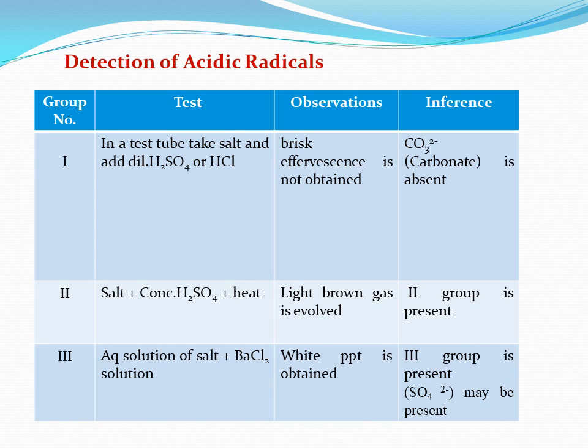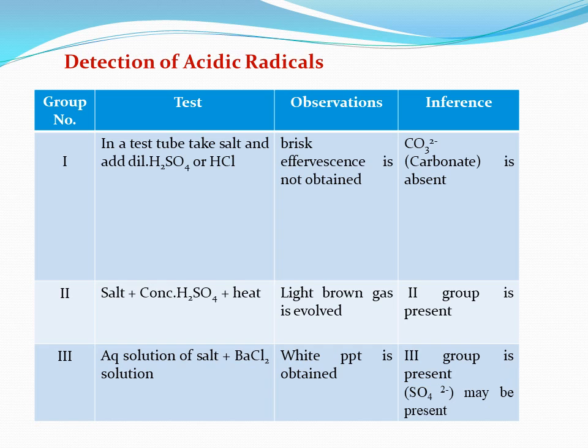Now the second step is detection of acidic radicals from the given mixture. So do the test for first group, and for this take a salt mixture in a test tube and add either dilute sulfuric acid or hydrochloric acid. After addition of the specific reagent, there is no evolution of any gas. That means first group is absent. So we move on to the second group.